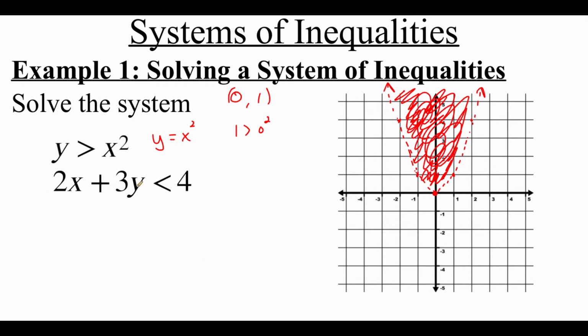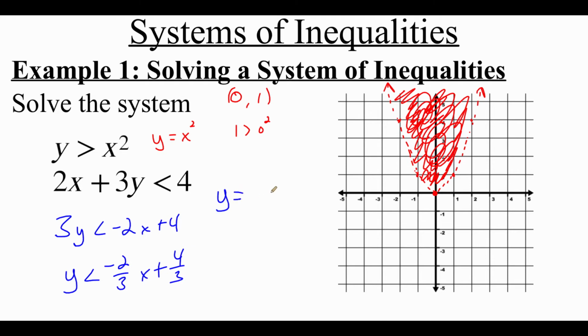Now for our other inequality, we want to solve to get y alone. So I'm going to start by subtracting that 2x over to the right-hand side. So we get 3y is less than negative 2x plus 4. Then I want to divide everything by 3, so we get y is less than negative 2/3 x plus 4/3. And then to start drawing the graph, I'm going to pretend that's an equal sign in there. So y equals negative 2/3 x plus 4/3. We've got a b value of 4/3, so that's our y-intercept. So just a little bit more than 1 on the y-axis.